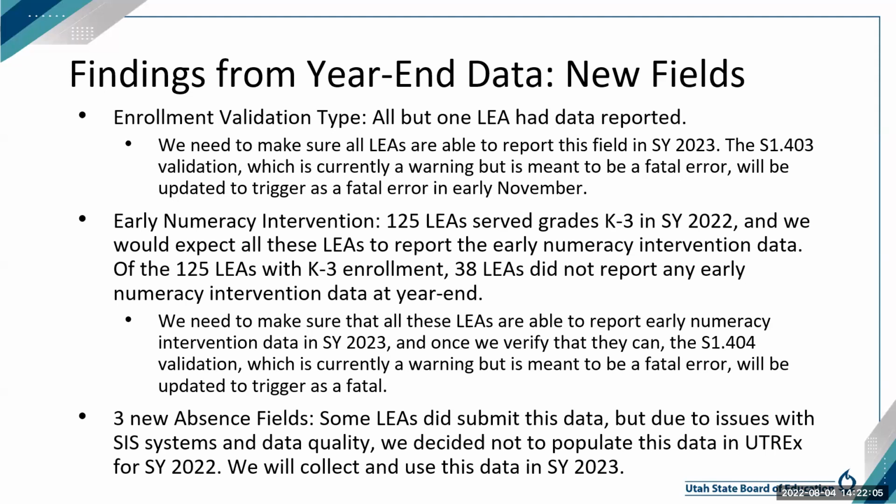The early numeracy interventions, 125 LEAs served grades K through 3 in 2022, and we expect all these LEAs to report the early numeracy intervention data. Of the 125 LEAs with K-12, 38 did not report any early numeracy data at the end of year. Again, the chat was sharing information on that too. It was allowed that an Excel spreadsheet could have been sent in, in replacement for this year. But again, this is just moving forward in the school year 2023. We need to verify that you will have that and that validation is going to be in place.